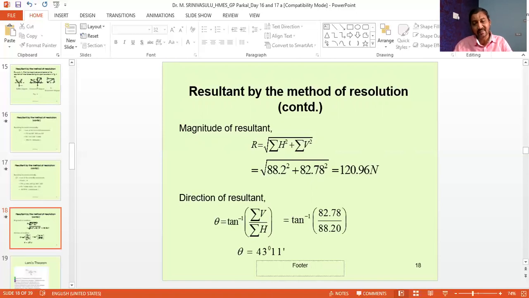Like that the resultant will act, and whatever the quadrant it is acting in, we will get the theta value. The theta must be only with the x-axis. The angle that we have taken is only from the x-axis. So like this we have to solve the other problems.